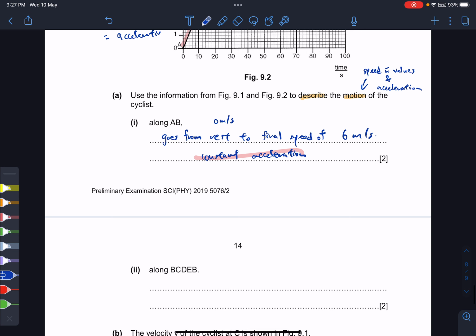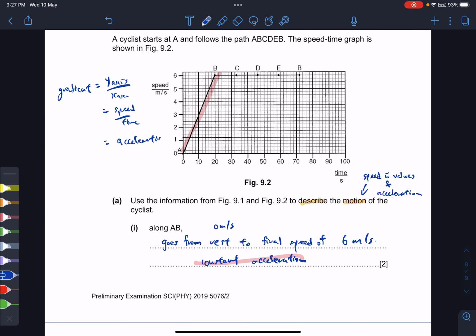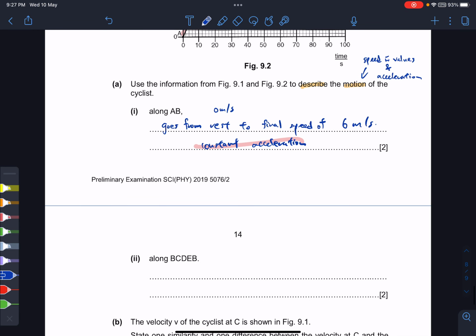Okay, next one. Along BCDEB, which is that straight line segment. Same thing, tell me the speed. The speed here is actually constant speed. Constant speed of what? It is given in the graph. Read the graph. Constant speed of 6 meter per second. Technically speaking, there is no acceleration, because constant speed means no acceleration.